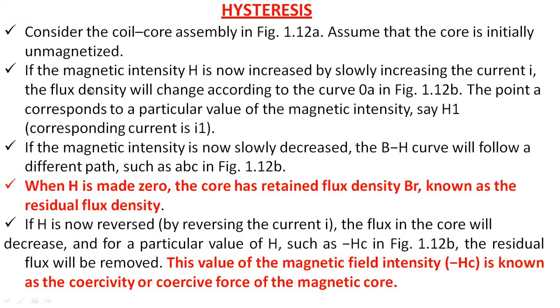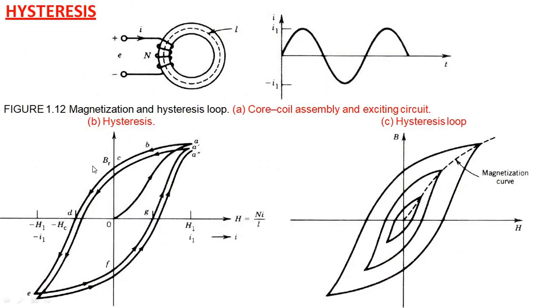If the magnetic intensity H is now increased by slowly increasing the current I, the flux density will change according to the curve 0A in figure 1.12b, the point A corresponding to a particular value of the magnetic intensity, say H1. Here the x-axis is magnetic field intensity and the y-axis is magnetic flux density.